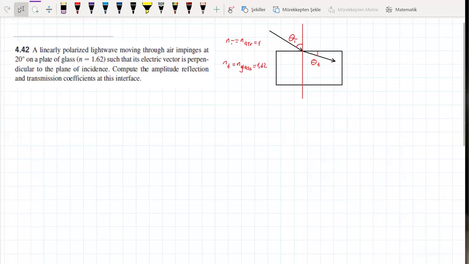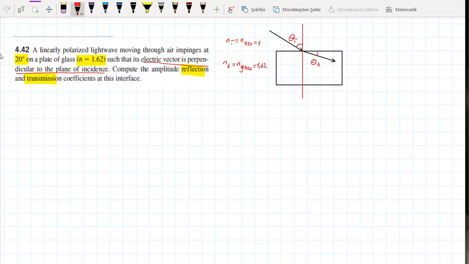Okay. Now this is problem 4.42 in the Hecht book. The problem asks to find reflection and transmission coefficients of a light beam that impinges at 20 degrees on a plate of glass, and the refractive index of glass is given as 1.62. And the important thing is the electric vector is perpendicular to the plane of incidence. So if the electric vector is perpendicular, then we will use perpendicular components of reflection and transmission.